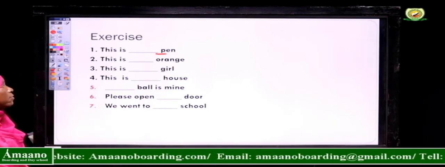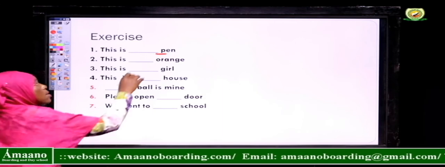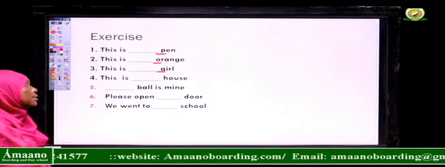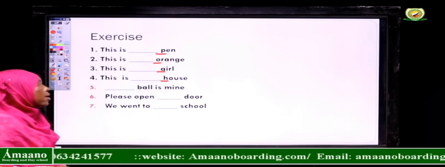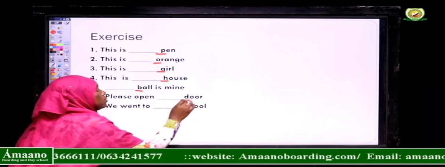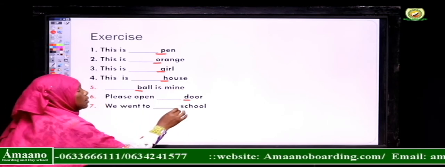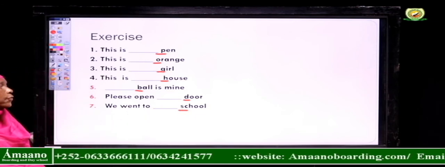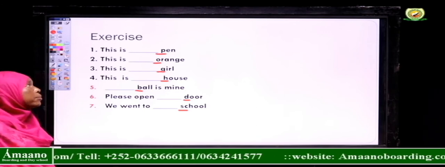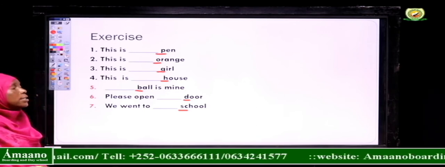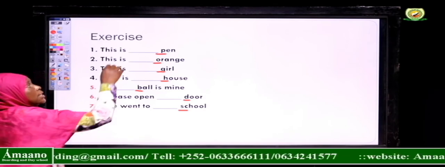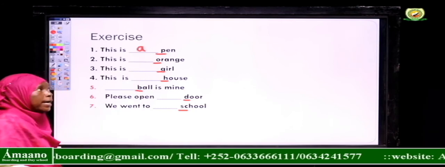Now we have P for pen, O for orange, G for girl, H for house, B for ball, D for dog, and then we have S for school. Now let us try to fill up the answers and understand the lesson very well. This is dash pen. What shall we say? We shall say this is a pen.